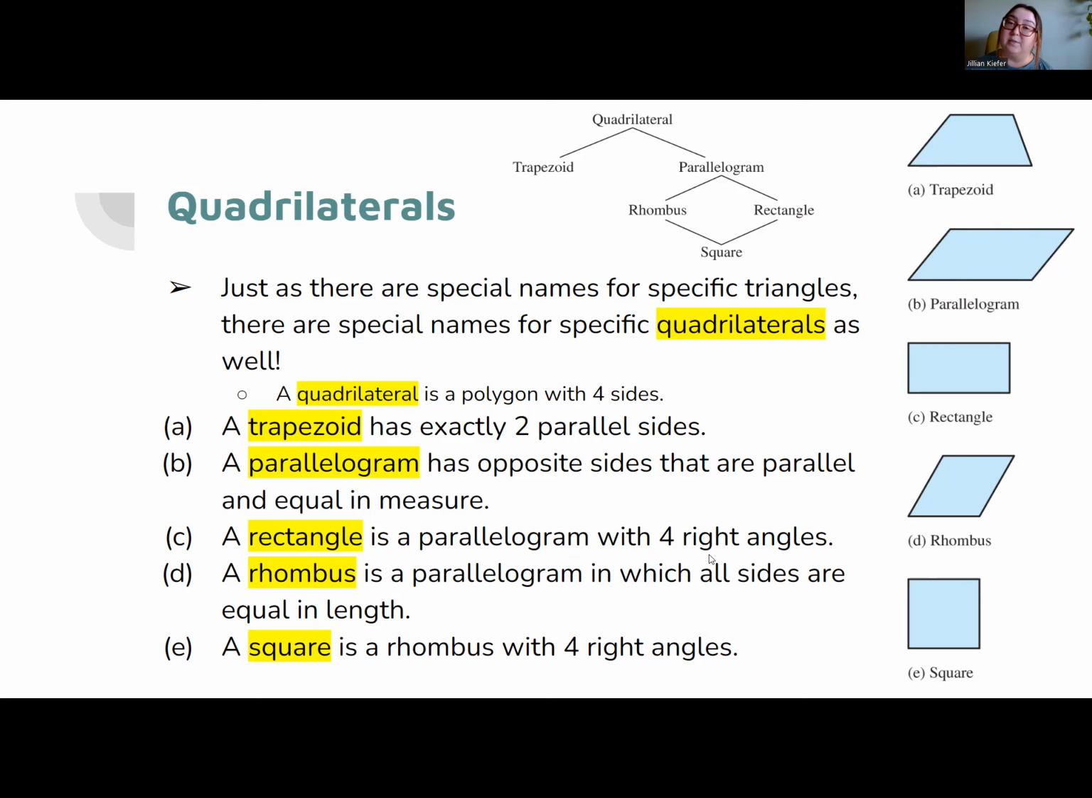Then we have a rectangle, a parallelogram with 4 right angles. So they're parallel, they have the same lengths, but they create right angles instead of these obtuse and acute angles like we have here. A rhombus is a parallelogram in which all the sides are equal in length.